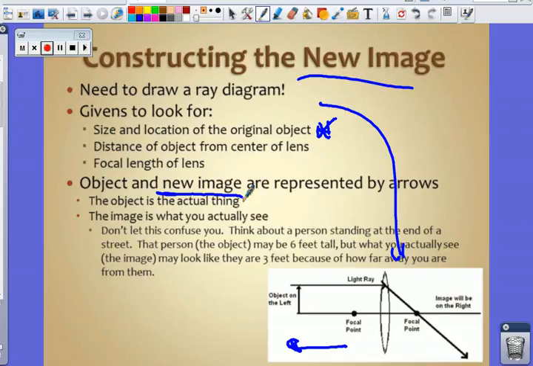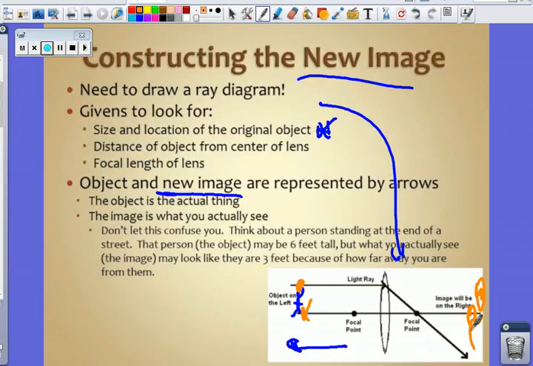Basically, they say here, think about a person standing at the end of the street. Well, this could be an object, or this could be a person. It doesn't matter. We're going to bring all the points off the top. The new image is what you actually see. We need 3 rays coming off the top of that arrow, or the top of your head, in order to intersect over on this side. That's going to be over here somewhere. The light comes off the top of his head from the left and ends up on the right.